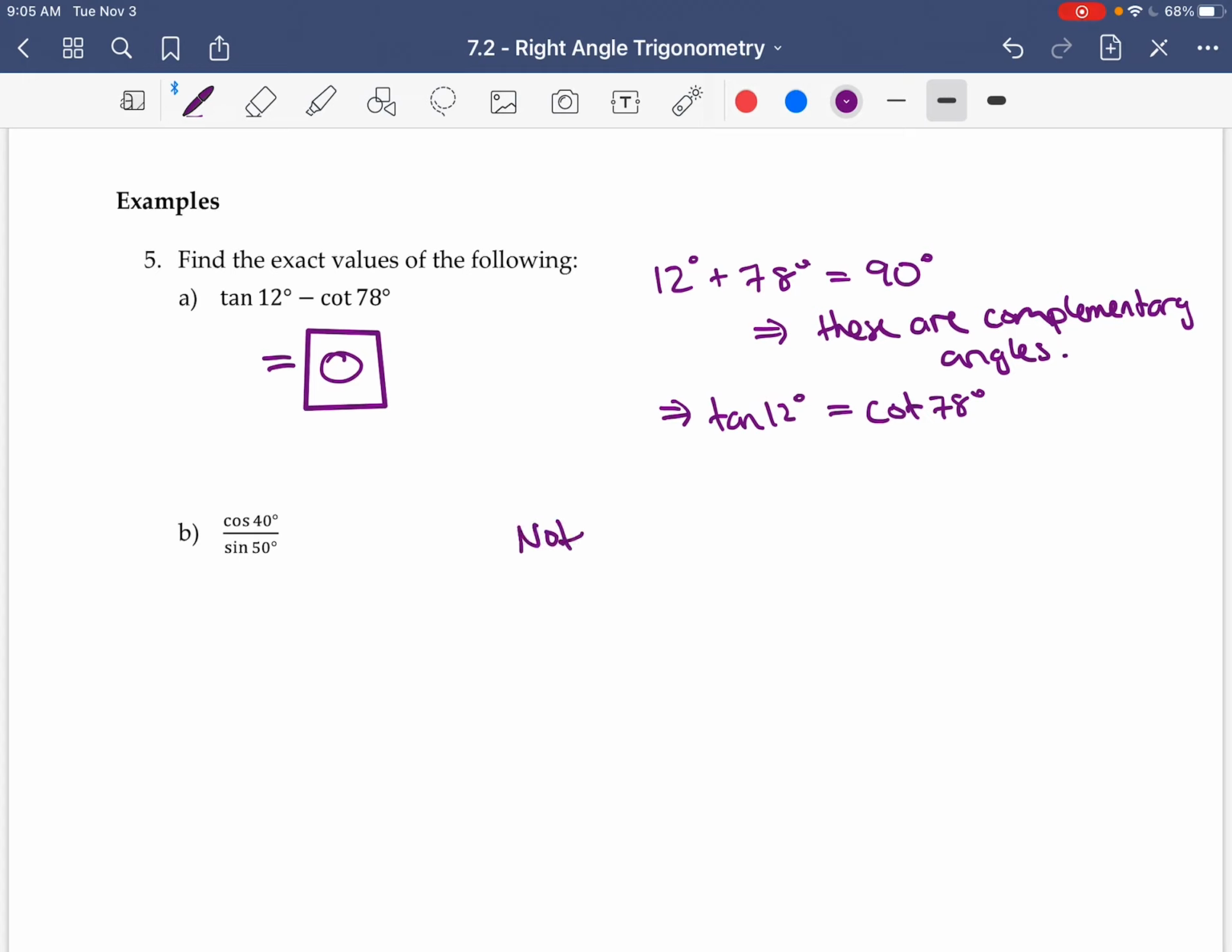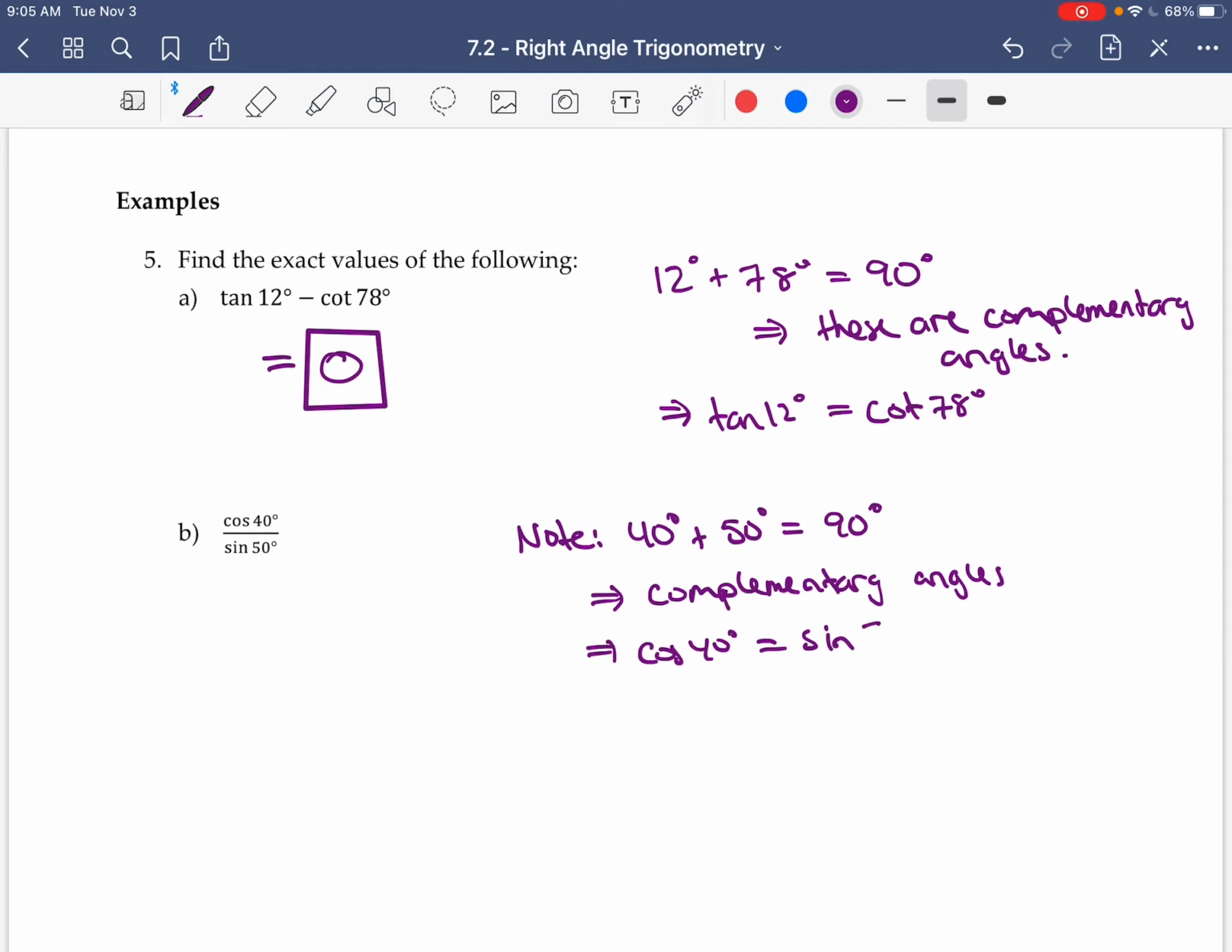Okay, so first I'm going to note that 40 degrees plus 50 degrees is equal to 90 degrees, which means, again, that these are complementary angles. So that tells me that cosine of 40 degrees is actually equal to sine of 50 degrees. So this thing should be equal. So those things are equal. So this is going to be equal to 1. Okay, so that just simplifies to 1 because they're complementary angles.